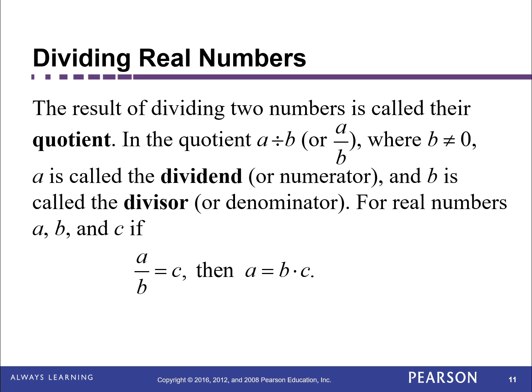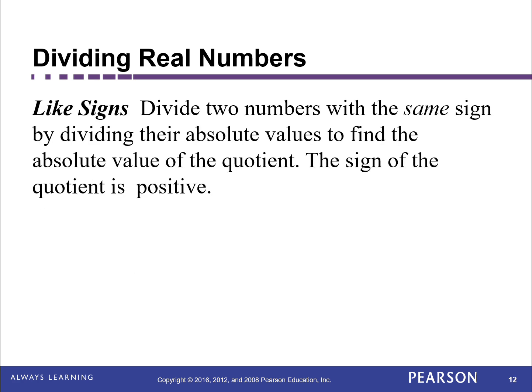Okay, dividing. The result of dividing two numbers is called the quotient. And the quotient, A divided by B, or A over B, where B is not equal to 0. A is called the dividend or numerator, and B is called the divisor or denominator. For real numbers A, B, and C, if A divided by B equals C, then A has to equal B times C. Okay. For like signs, when we divide two numbers with the same sign by dividing their absolute values to find the absolute value of the quotient, the sign of the quotient is positive.